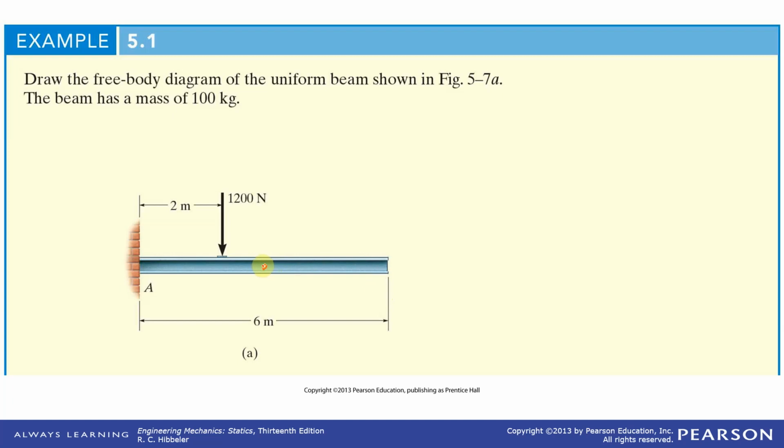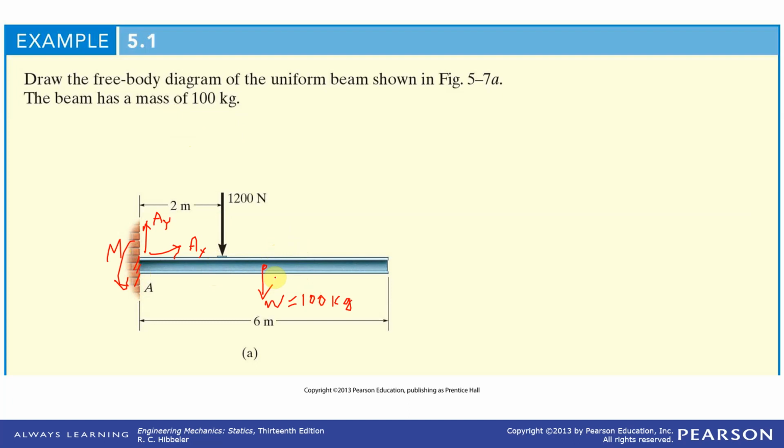So at 3 meters, we would have W, and W equals 100 kilograms. Then we'd have AY acting here, AX acting here, and a moment at this fixed support. So I'm drawing my free body diagram right on the picture, by the way. That's okay to do. You're okay to do that.